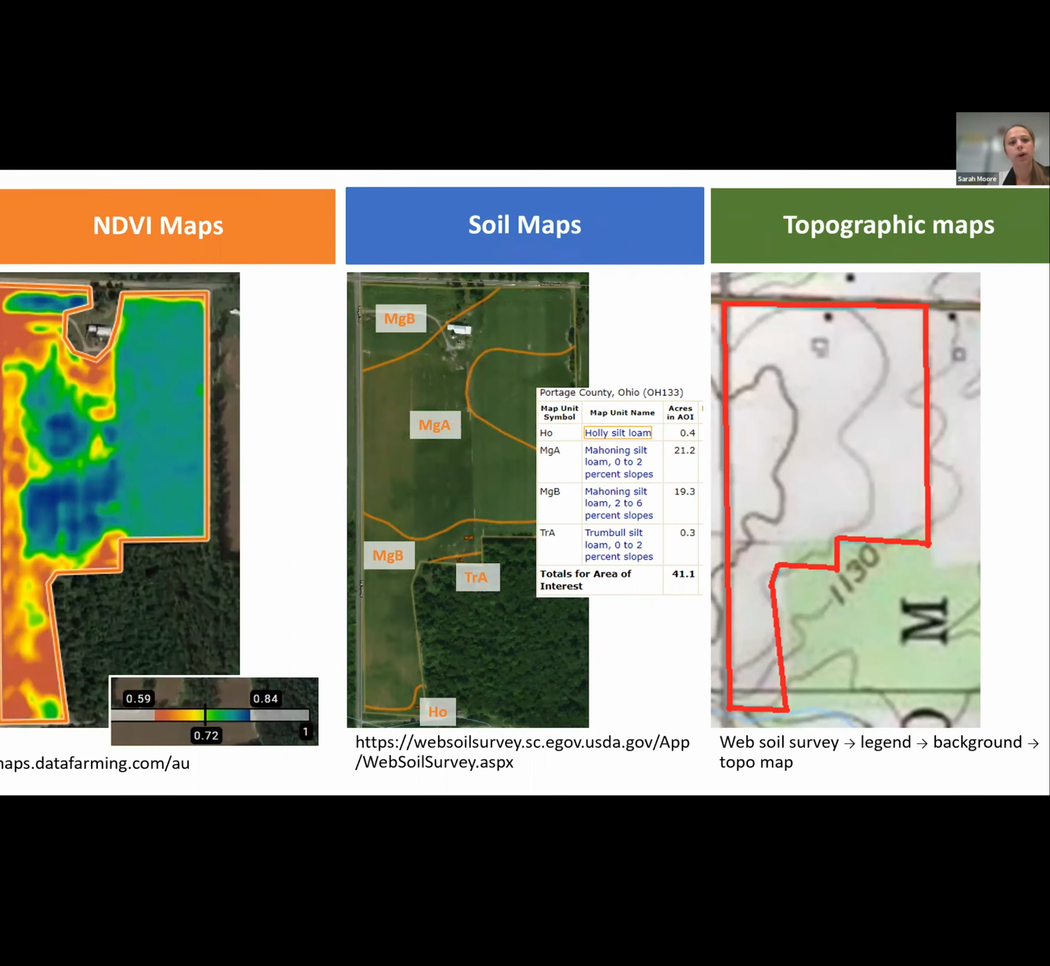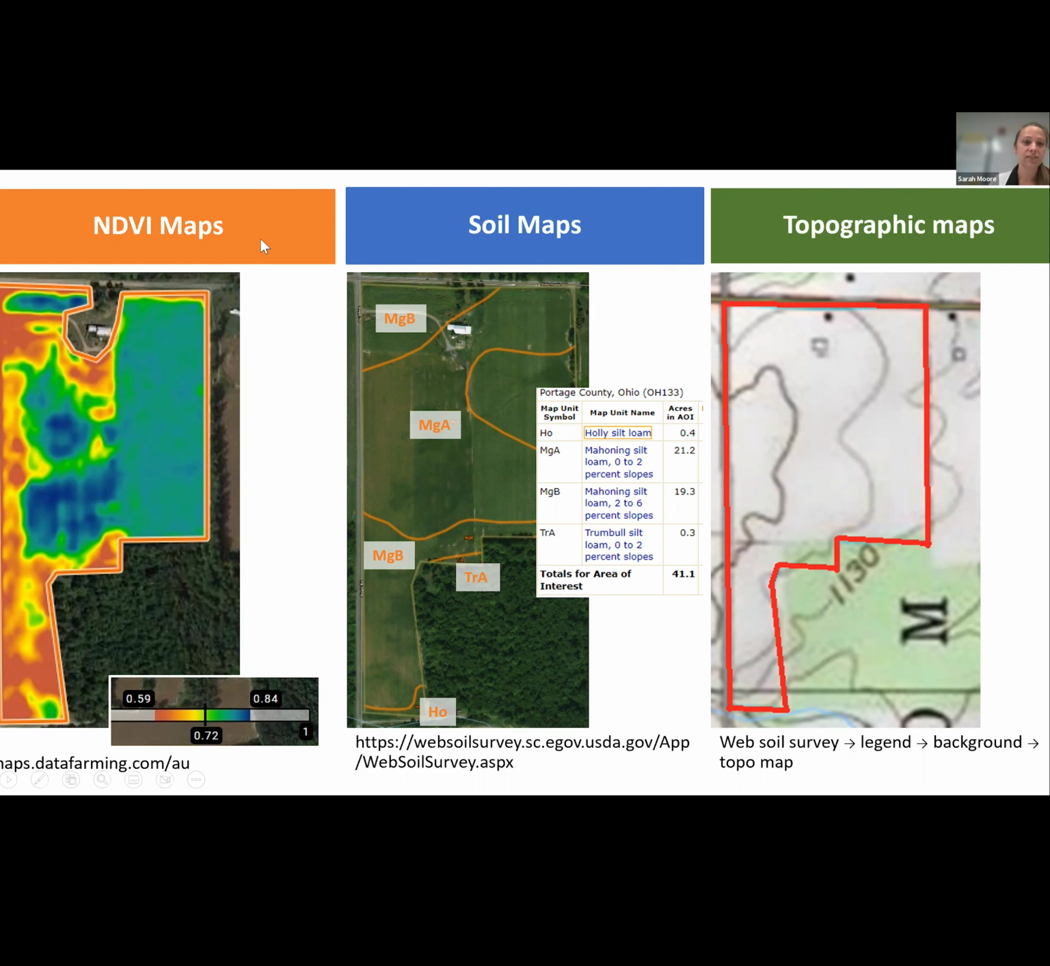Now, this whole time, we've been talking about using yield data, and that is fantastic. And of course, the more detailed the data you have, the more detailed we can be with our planning, but that is not necessary to make informed decisions on your farm and be able to dive deeper and find these problem areas. There are a lot of great options for getting data on your field that are free to use just by searching around online.